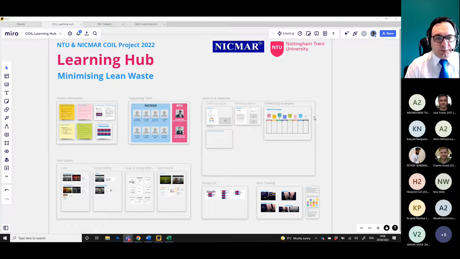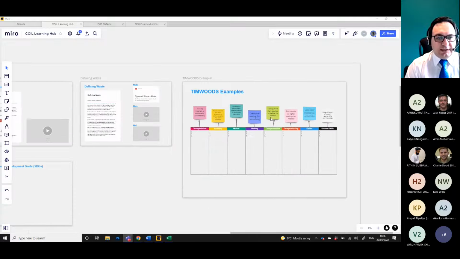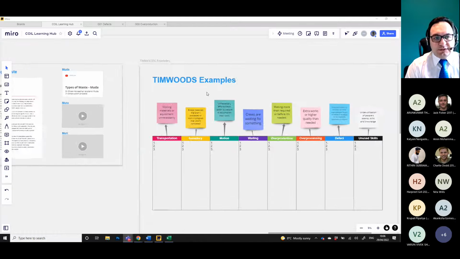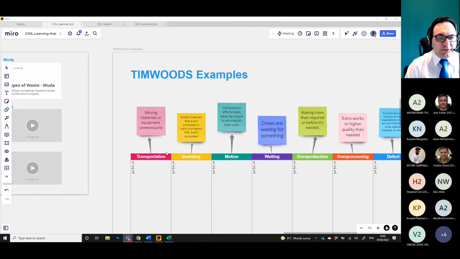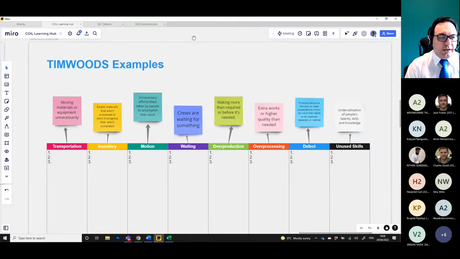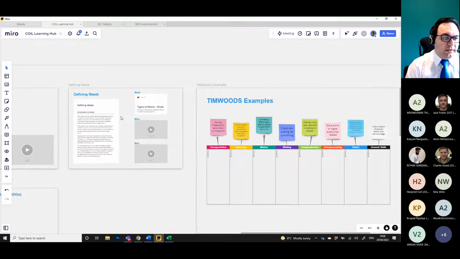Basically, in Lean, we know TIMBITS. TIMBIT stands for transportation, inventory, motion, waiting, overproduction, overprocessing, defects, and unused skills. These are the eight types of waste we have in Lean. The Toyota Way understands it in another, I mean, another method.